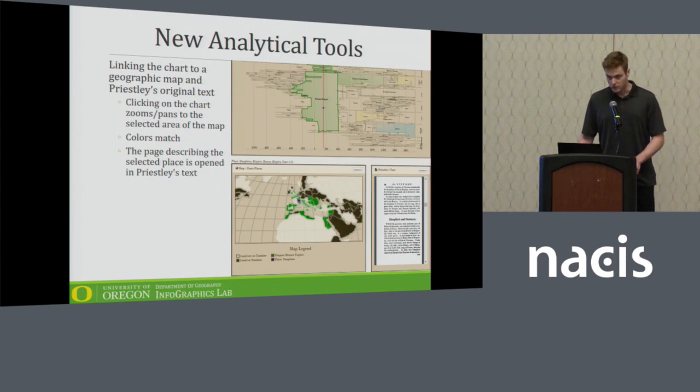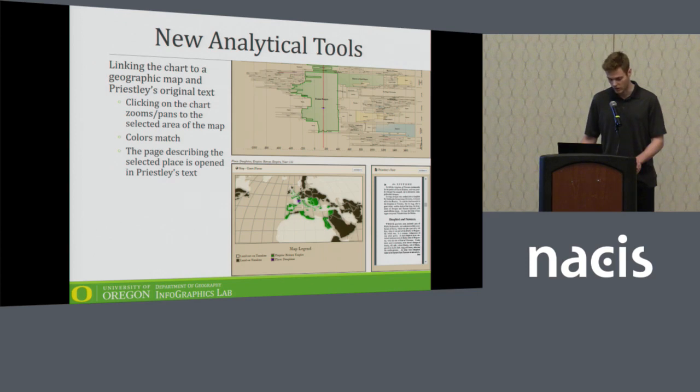So after we extended what Priestley did, we wanted to give the user more analytical tools and expand his work. The first step to doing that was to link it to a geographic map, because you can look at a chart, but without really being able to visualize where all these places are, it's hard to analyze the history behind the actual timeline.